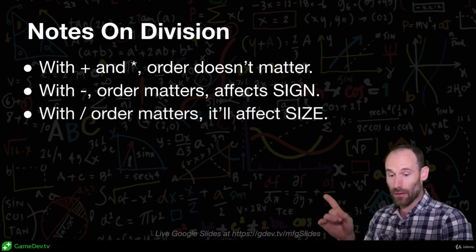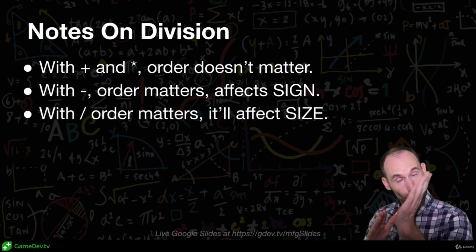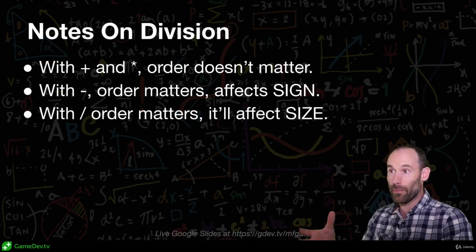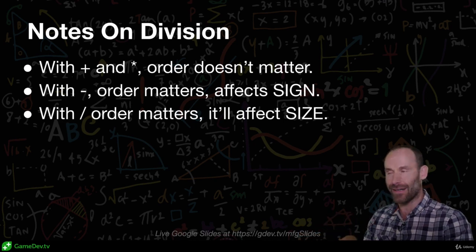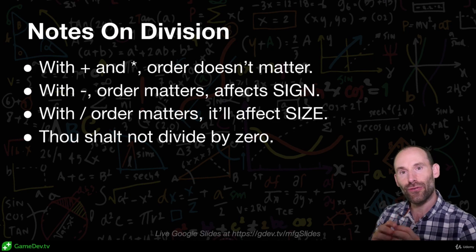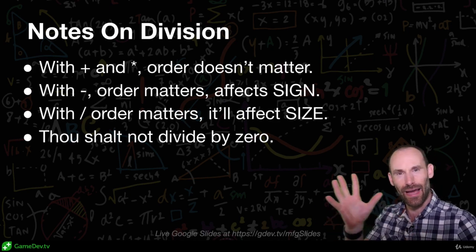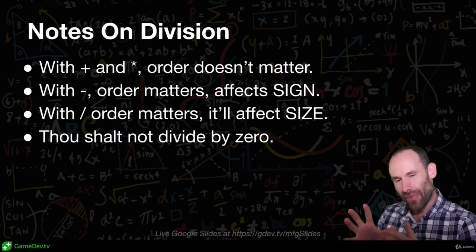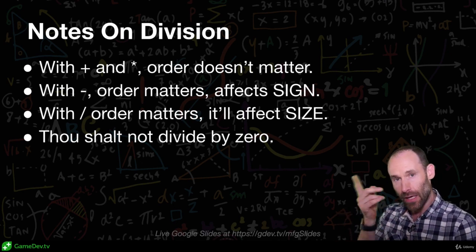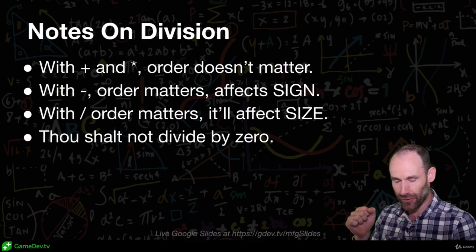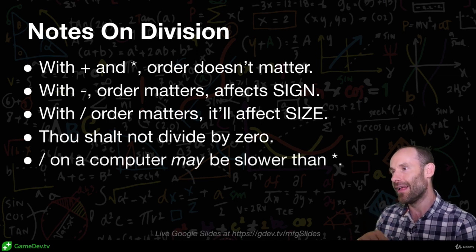And with division, and that's another way of doing division on a computer, we tend to use a forward slash. Order matters again, and it'll affect the size of the answer. So the next rule is thou shalt not divide by 0. We'll talk about that a little bit more later because it's a bit subtle and we have to understand how functions work and stuff in order to think about what happens if you try and divide by 0. But it will blow your brain up, and it blows mathematicians' brains up, so we just generally don't do it.